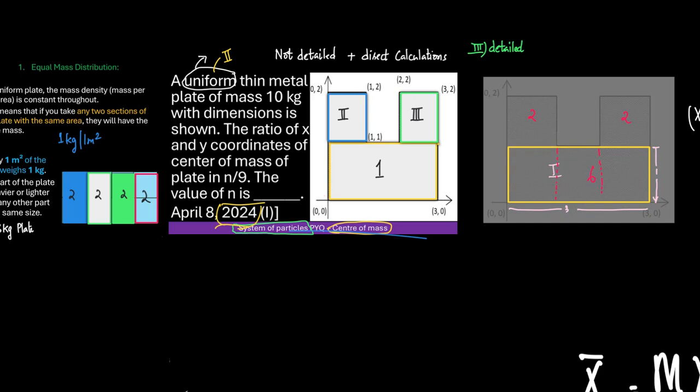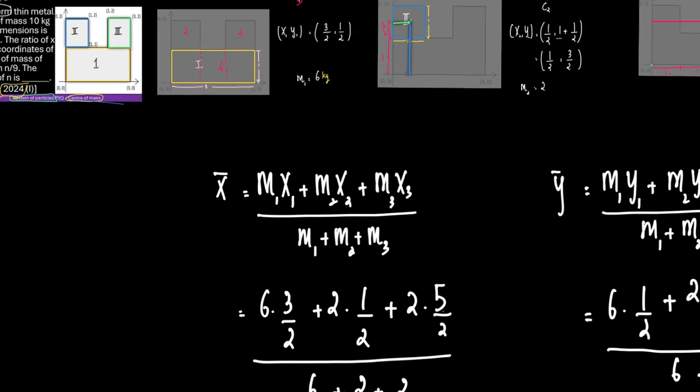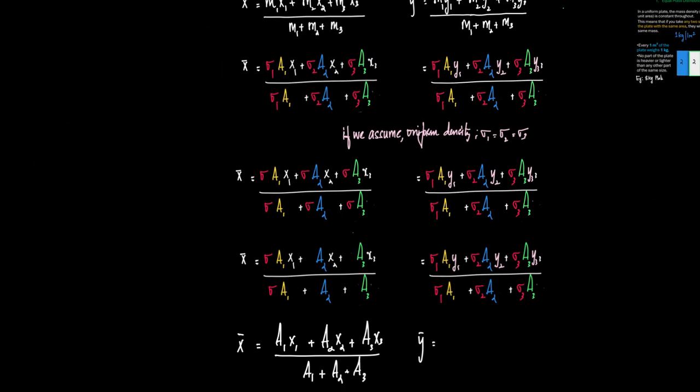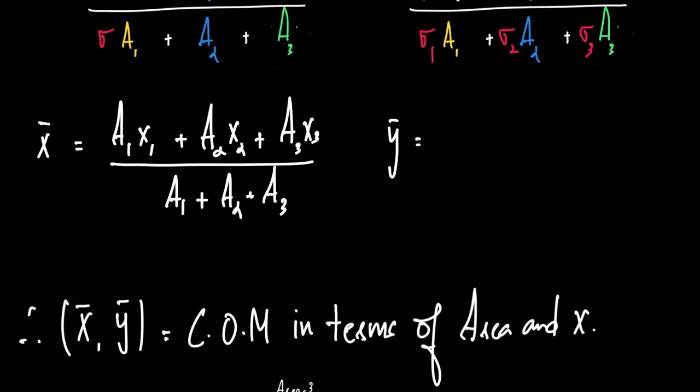Okay, now that we have completed the discussion on calculating coordinates of center of mass using x bar is equal to m1 x1 plus m2 x2 plus m3 x3 by m1 plus m2 plus m3, let us now try to understand how the same is derived using the formula x bar is equal to a1 x1 plus a2 x2 plus a3 x3 by a1 plus a2 plus a3.